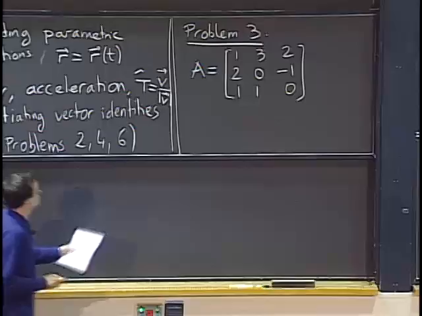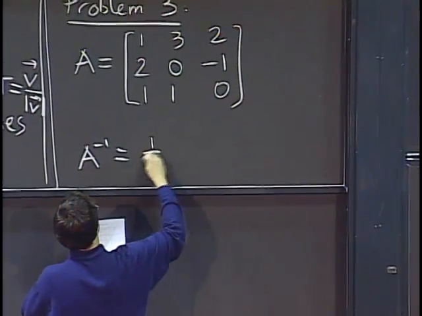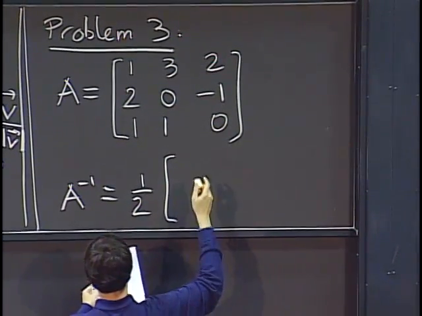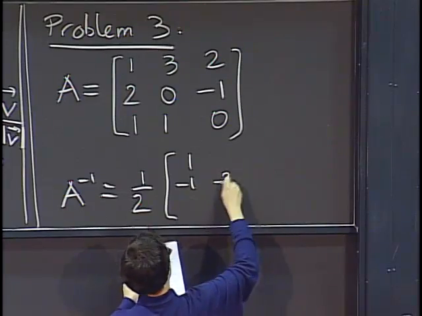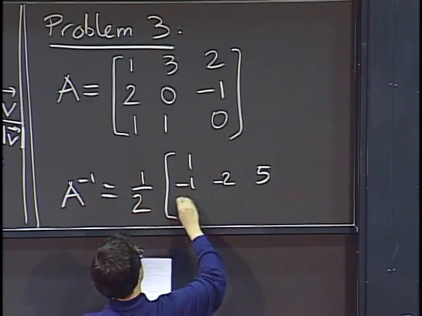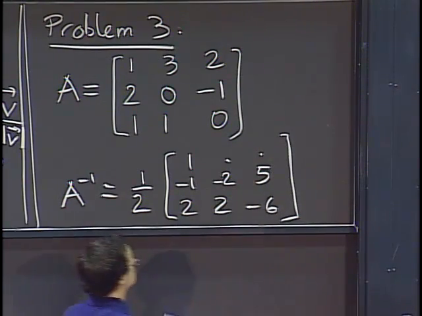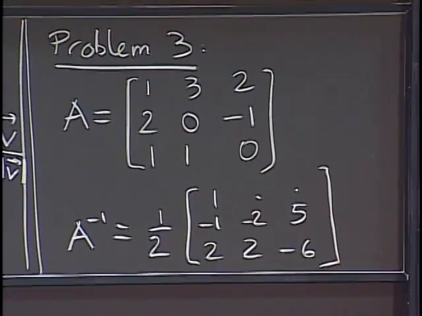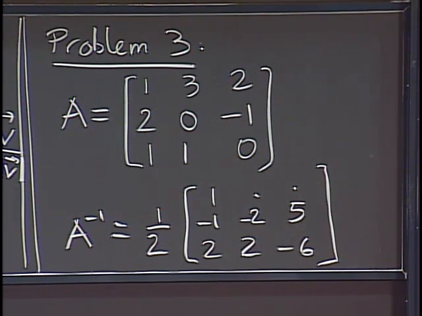We are told A inverse is 1/2 of 1, minus 1, minus 2, 5, 2, 2, minus 6, and here there are 2 unknown values. So remember, to invert a matrix, first we compute the minors, then we flip some signs to get the cofactors, then we transpose, and finally we divide by the determinant.